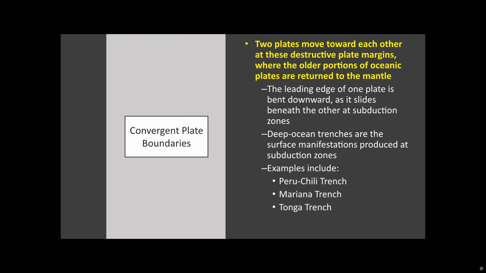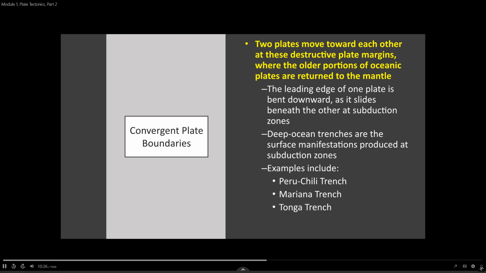The second type of plate boundary are convergent plate boundaries. And these are where two plates will move toward each other at what we call a destructive plate margin. And basically what happens is the older portions of oceanic plates are returned to the mantle through a process called subduction.